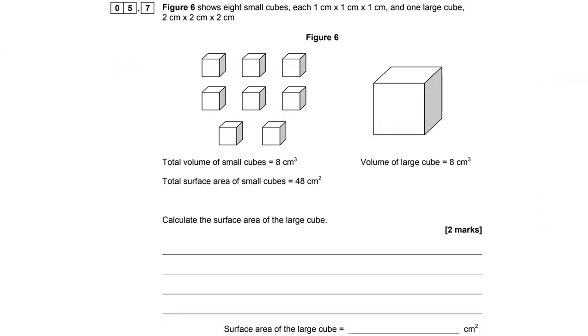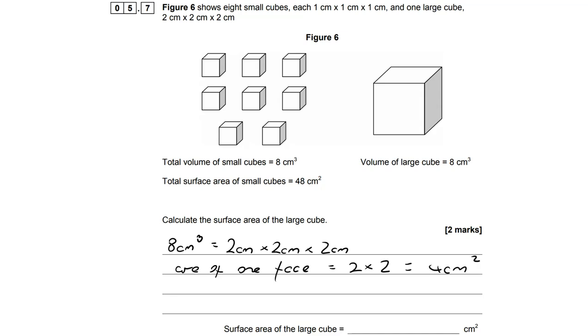Moving on to a question about surface area. And we are told here to calculate the surface area of the large cube. And the large cube has a volume of 8 cm cubed. That means that it's got 2 centimetres for its length, breadth and height. 2 by 2 by 2 will take you to the 8 centimetres cubed. So what I can then do is work out the surface area of one face. 2 by 2 is 4. It has 6 faces, so that takes us to 24 centimetres squared.